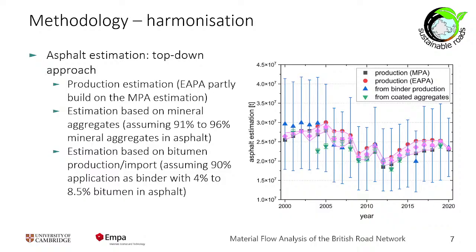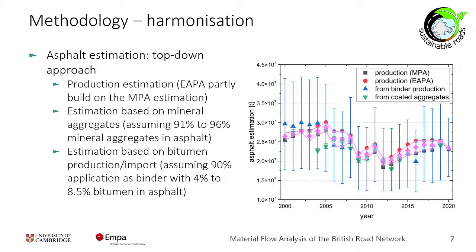So how do those methods all compare? Those are the results of the bottom-up. The top-down analysis is where I compared different data sets. One was from the European Asphalt Pavement Association, and one was from the Mineral Products Association. They both use the same data set, which is based on the British Geological Survey. Here we can see they all come to the same values, more or less plus minus, with a certain uncertainty in those systems.